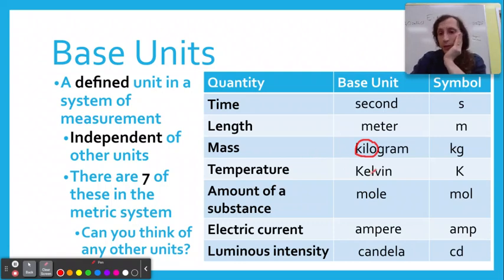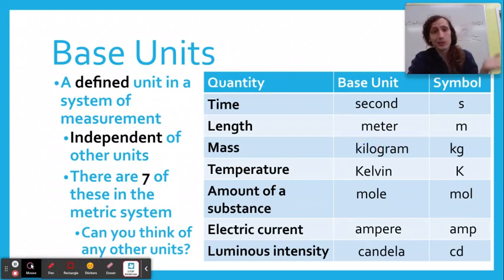And then temperature is Kelvin, not Fahrenheit. Do not say the F word in this room. And not even Celsius, although we will use Celsius a lot. Amount of a substance, we use the unit mole. And then for current and luminous intensity, ampere and candela. And on the right, you have the symbols, the little abbreviations for all of those. So go ahead and take a second, pause the video, and write those down in your notes. All right, so those are the base units.